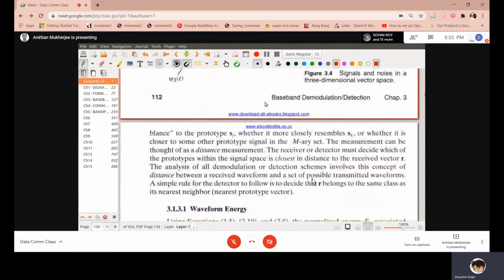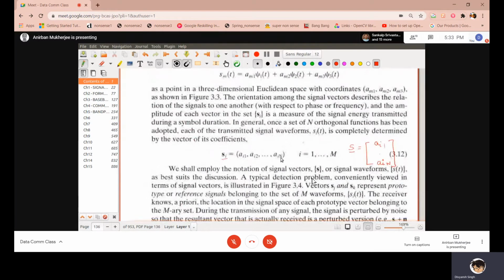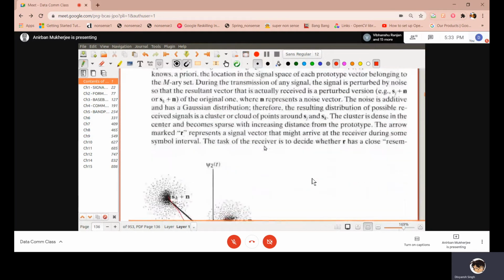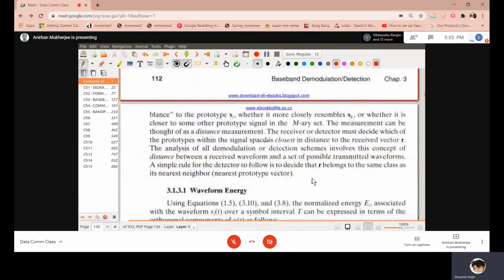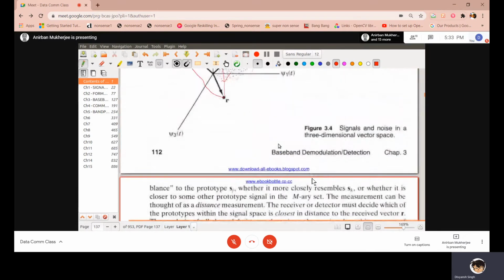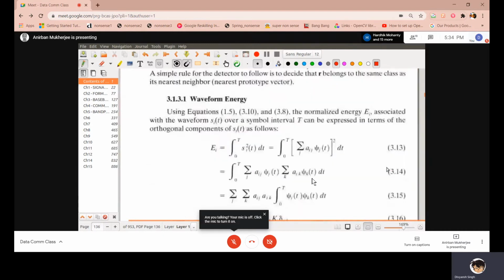And this Sj, Sk, I told you, is basically a1 to aN. You can define it in a functional form, or generally you do it in vector form in order to do the analysis better. So the receiver or detector must decide which of the prototypes within the signal space is closest to the received signal. That's what I explained. This minimum distance means we say that it is a nearest neighbor rule, a nearest neighbor detector.